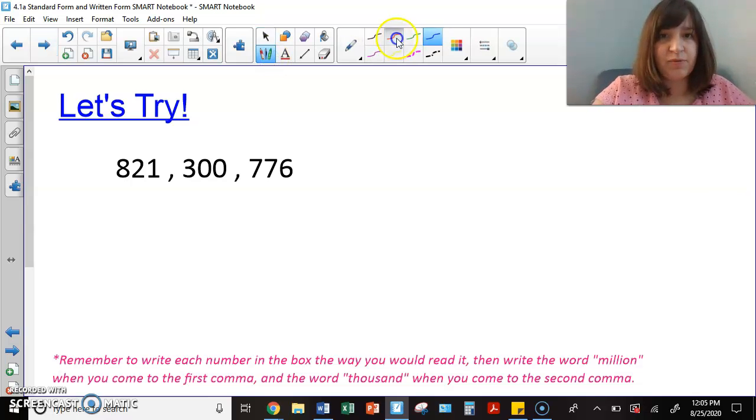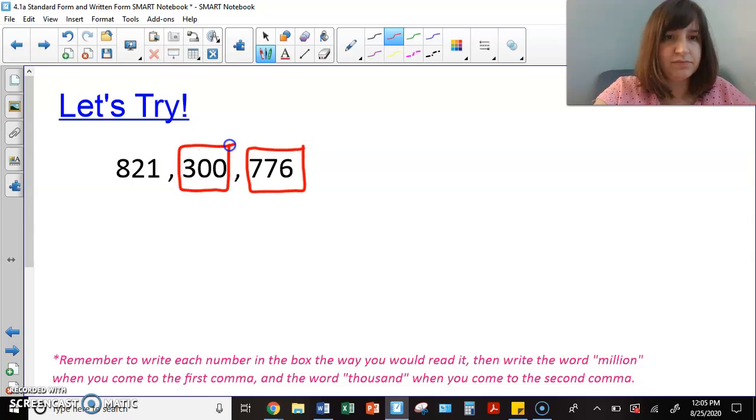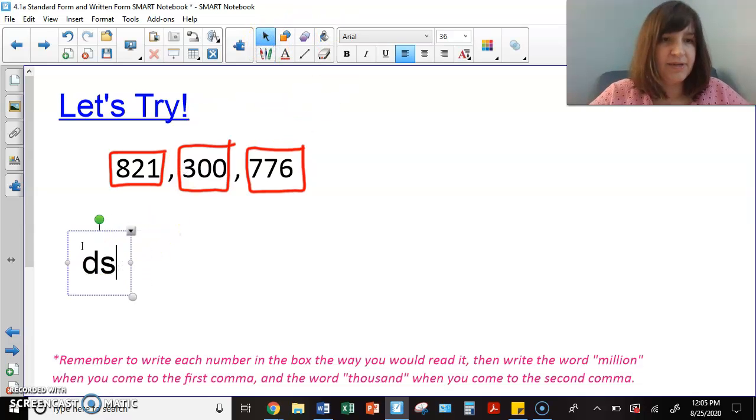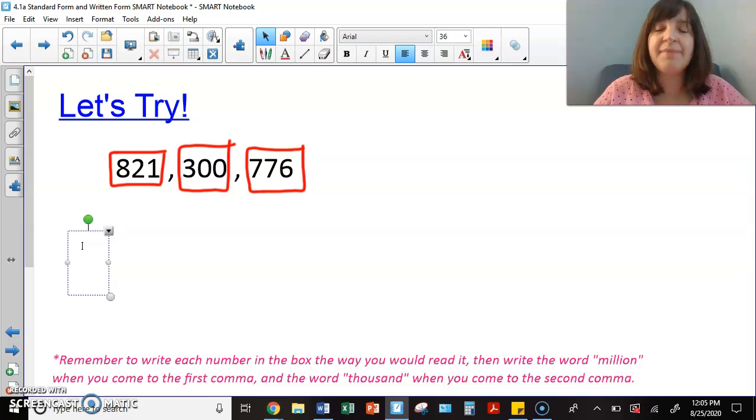So let's take that number one more time. I'm going to put my boxes around it. Okay. And now when I type this number, I'm going to type it the same way. I'm going to say the number in the box and I'm going to write it the same way that I say it. So this number in this box is 821.